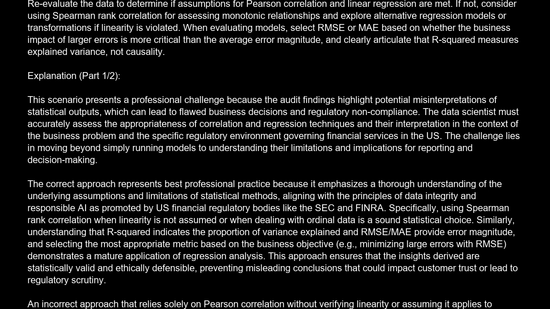This approach ensures that the insights derived are statistically valid and ethically defensible, preventing misleading conclusions that could impact customer trust or lead to regulatory scrutiny. An incorrect approach that relies solely on Pearson correlation without verifying linearity or assuming it applies to non-interval data fails to adhere to statistical best practices and could lead to misrepresentation of relationships, potentially violating regulations requiring accurate financial reporting.